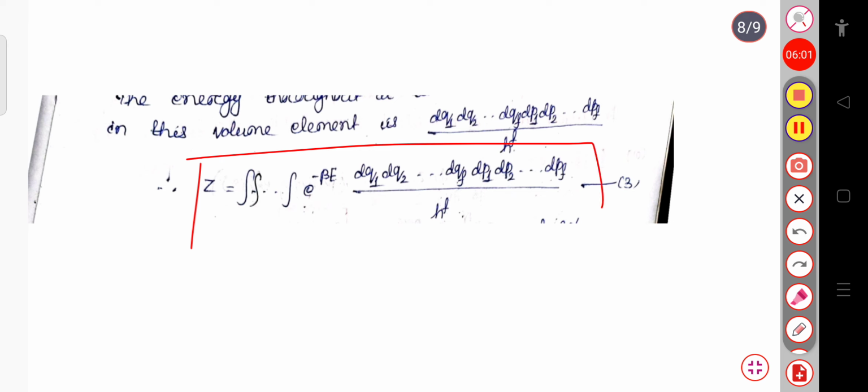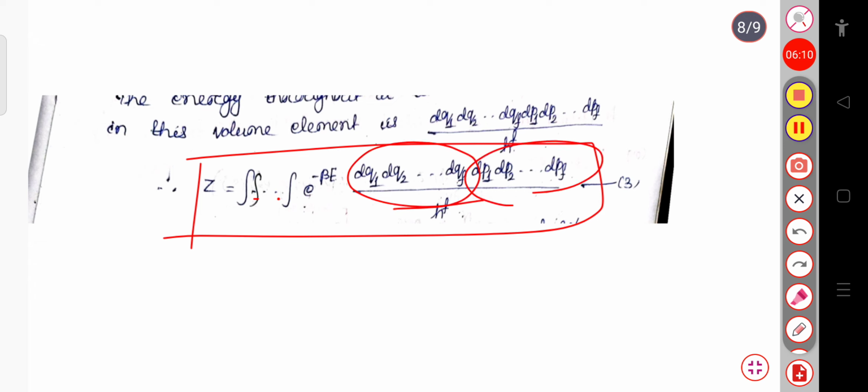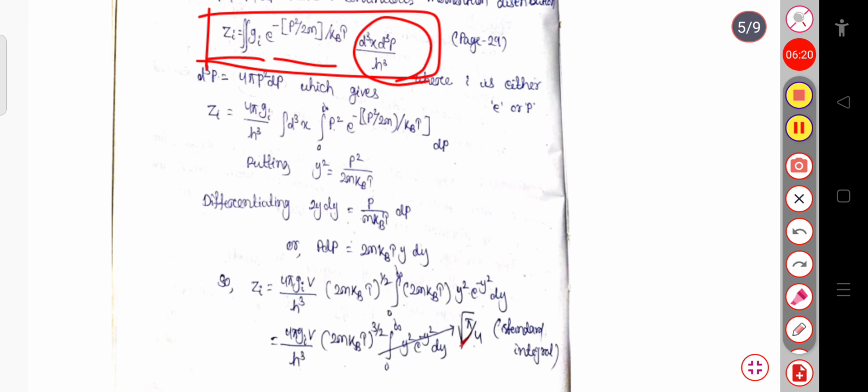Z is equal to the integration over dq1 to dqf and dp1 to dpf, this is a large number of integrations, of exponential of minus beta E divided by h power f. This h power f comes from the degrees of freedom. Here we have the same expression, just substituting in place of dq dp, 4 pi p square dp from the phase space diagram. Now Zi will be equal to 4 pi Gi divided by h cube.